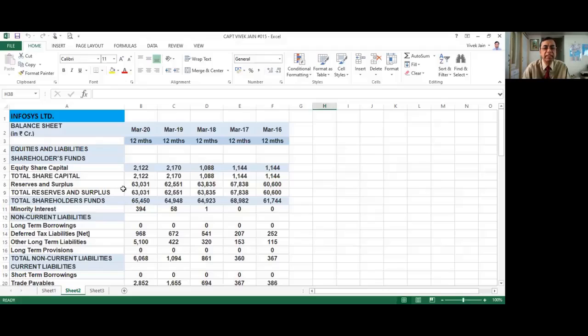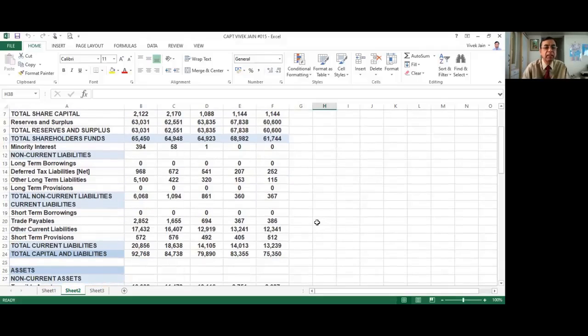Then we see the reserves and surplus, which is again a very, very substantial figure. With 2,000 crores of equity capital, Infosys has got a reserve of 63,000 crores. That's nearly 31 times the share capital.